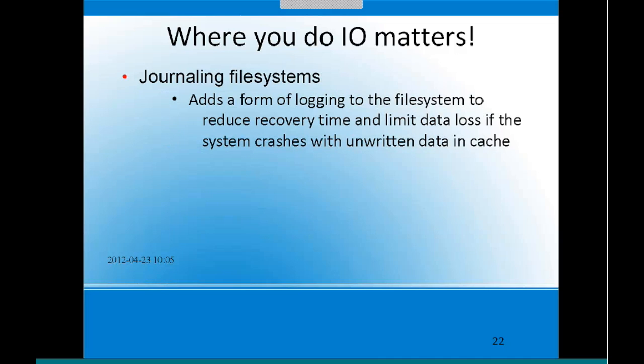Journaling file systems. Journaling file systems add a form of logging to the file system, in some cases similar to Informix's logical logs, in order to reduce recovery time and limit data loss if the system crashes while there's unwritten data in the cache. It also tends to avoid the requirement in Unix to periodically scan the file systems for damage and repair them. And that's the main reason why system administrators have fallen in love with journal file systems.